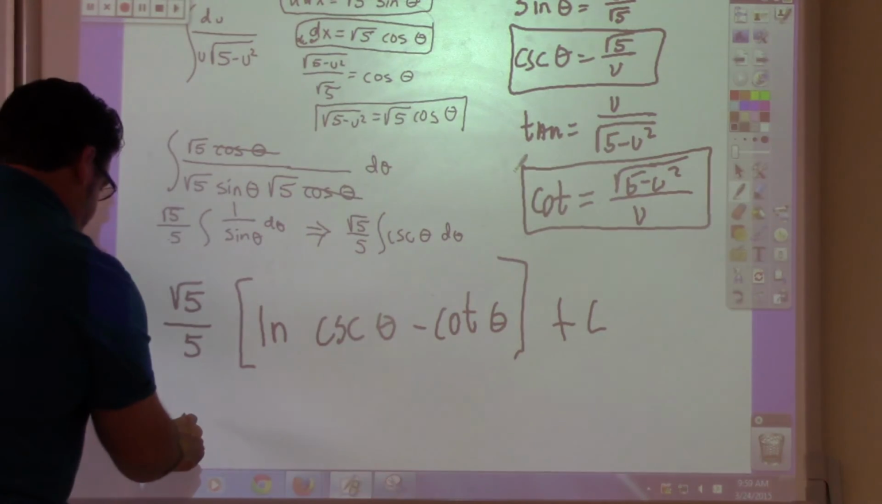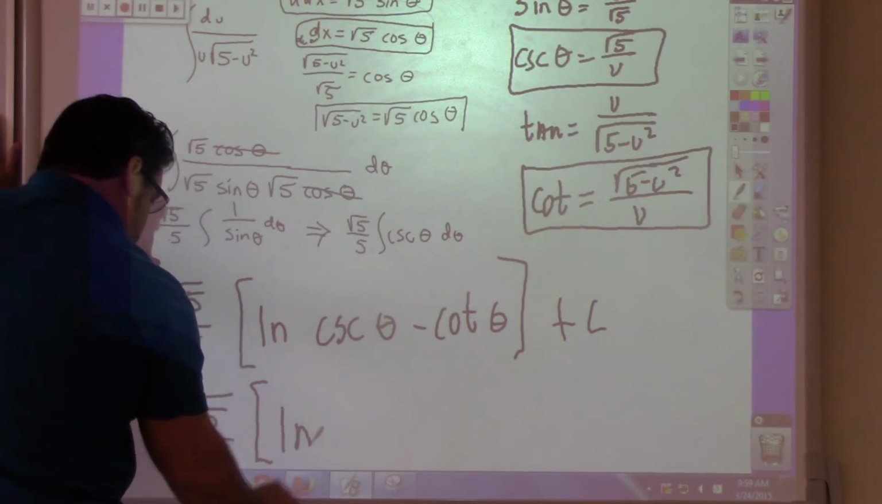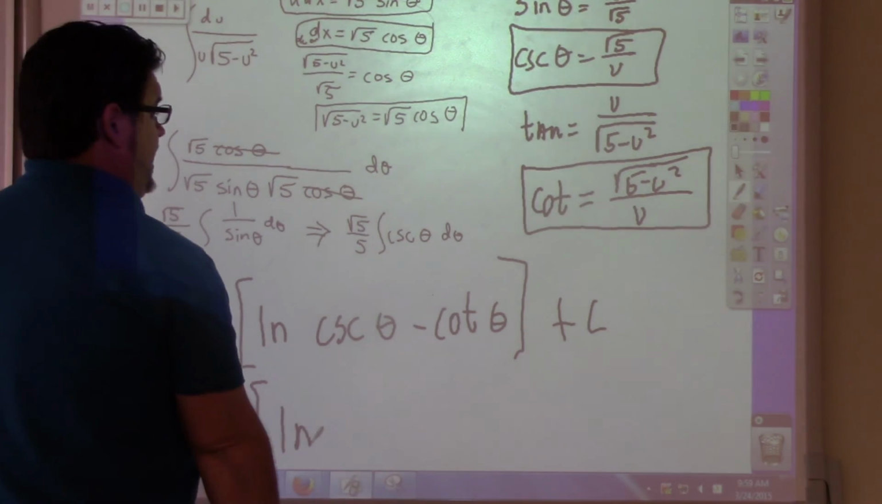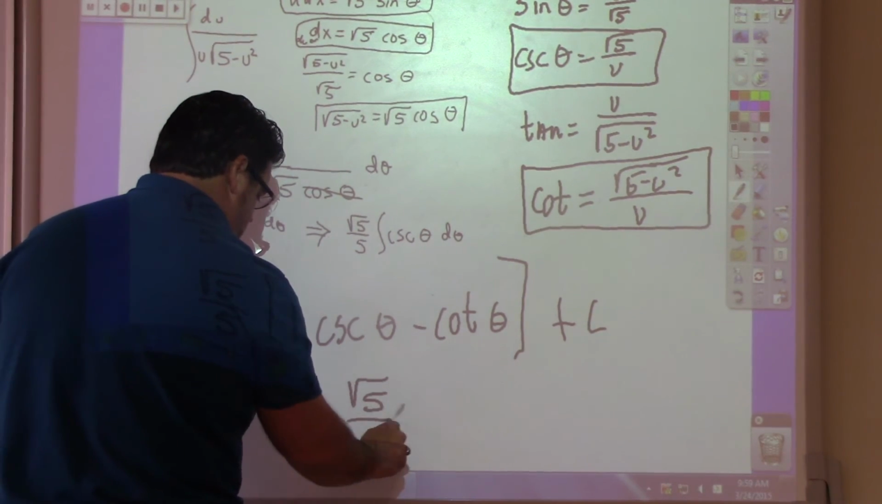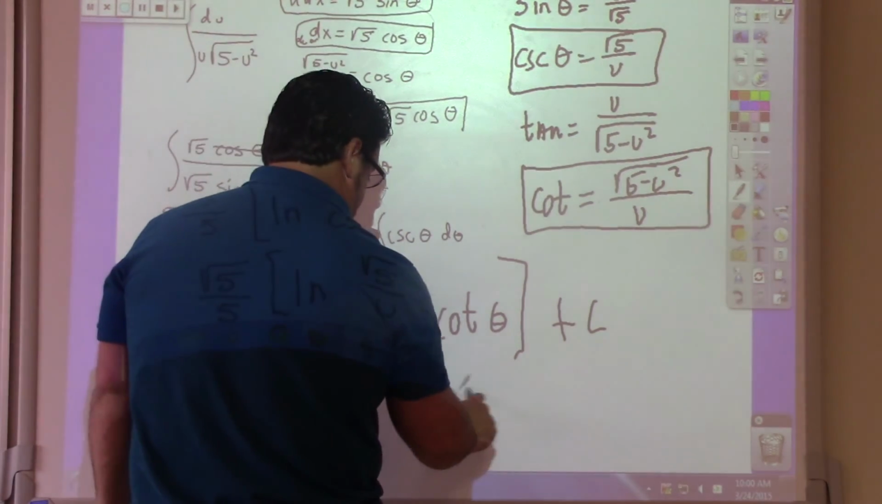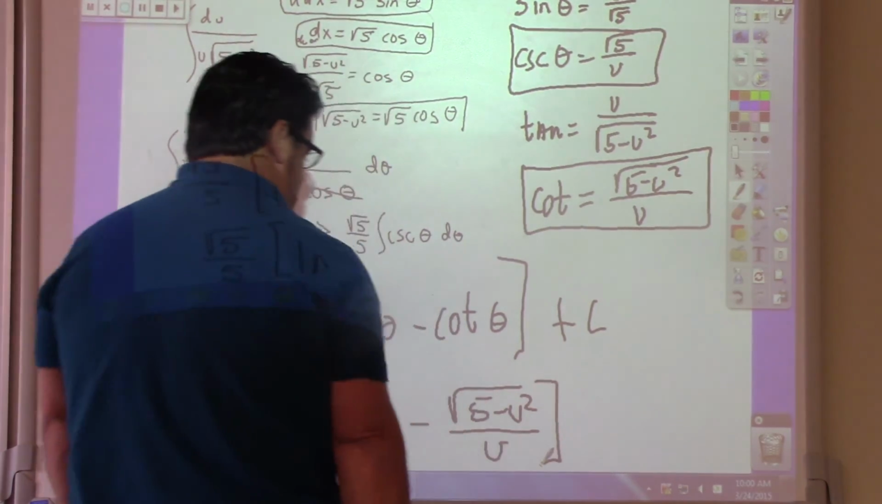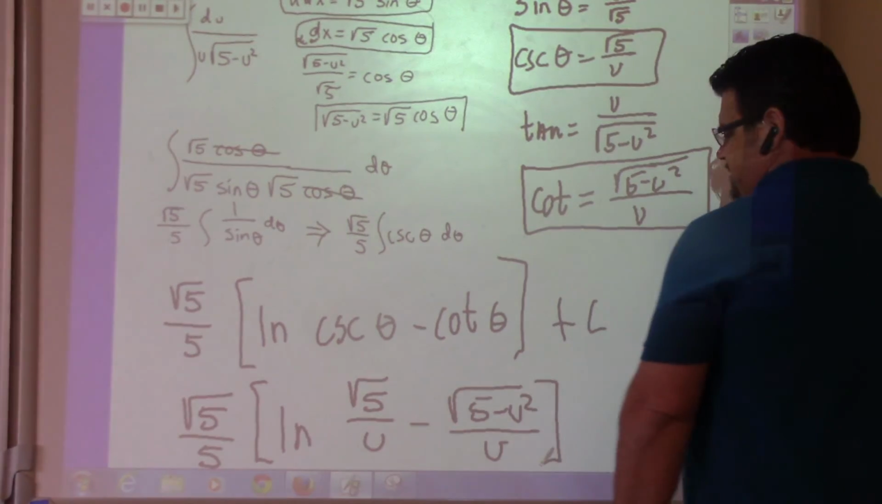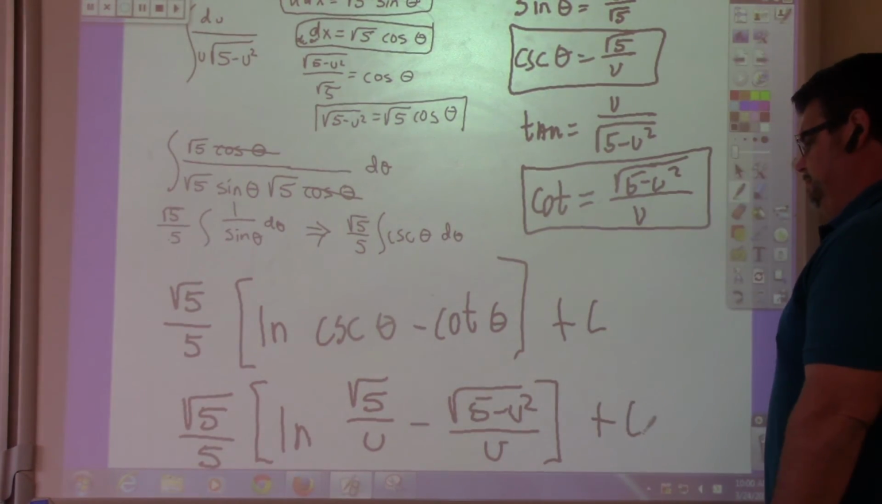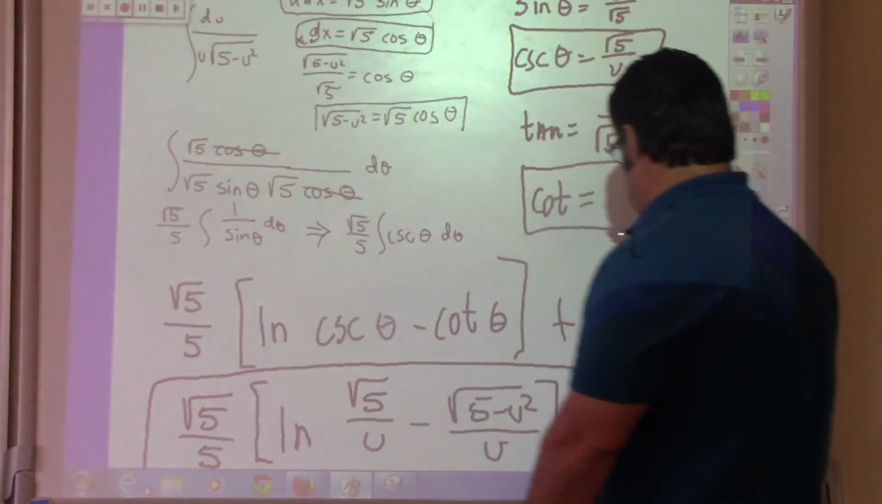And we've got the square root of 5 over 5 natural log of square root of 5 over u minus square root of 5 minus u squared over u plus C. I'm thinking that that's probably going to be the answer. Let me look and see what they got.